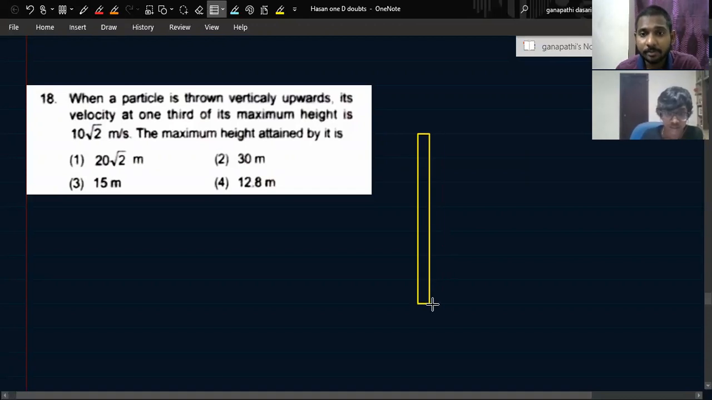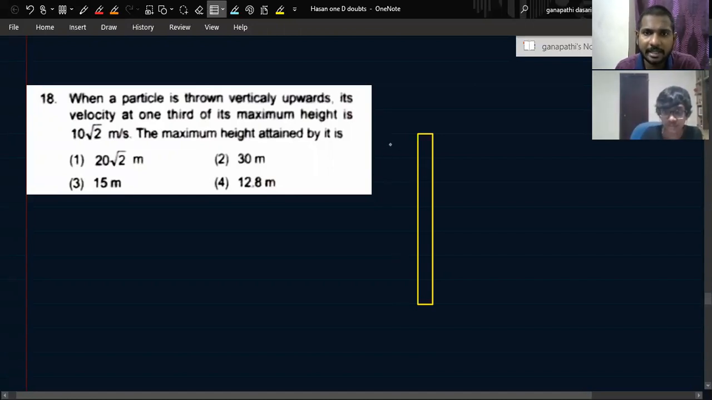1/3 h is 10 root 2 meter per second. Why 1/3? Velocity at 1/3 of h.